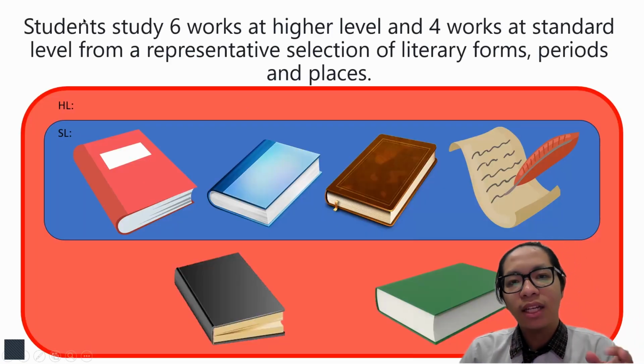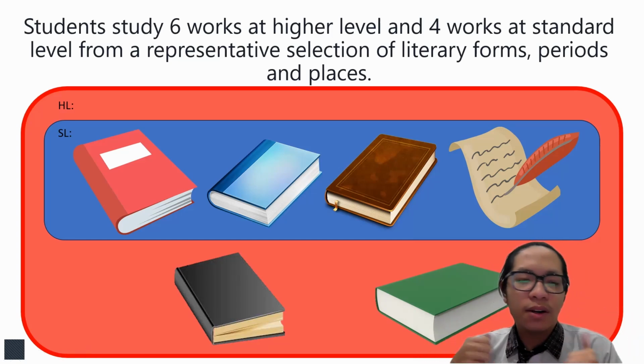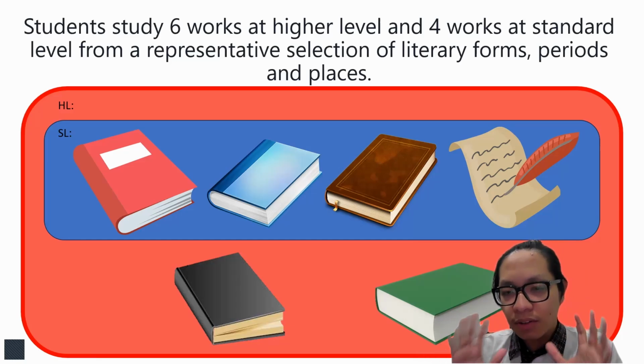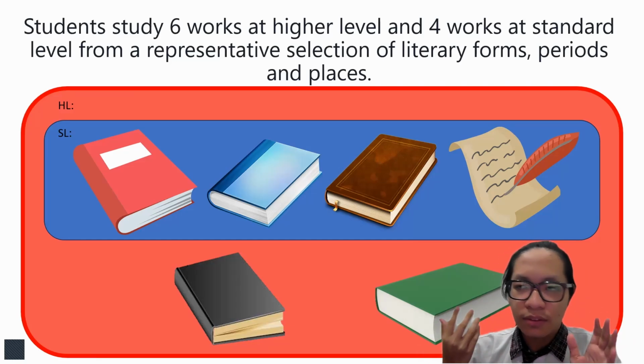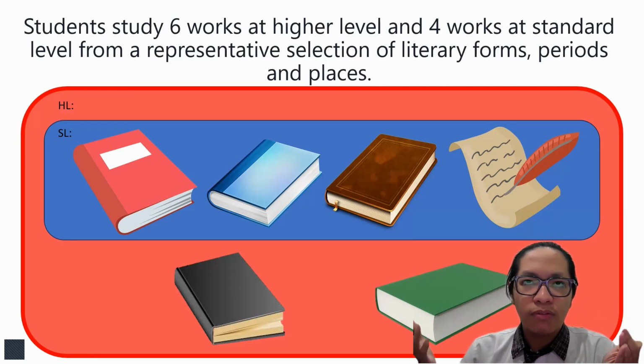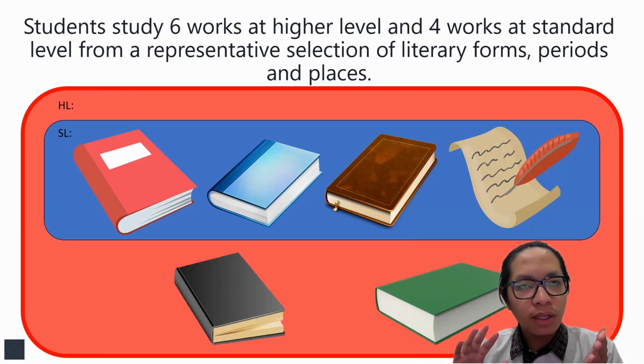So in English A, you will be given four or six, depending on what you choose, HL or SL, books. These are called literary works, and literary works are just novels, maybe collections of poems, just diaries of really important figures, and these will be given to you by the school because they'll give them as a set.